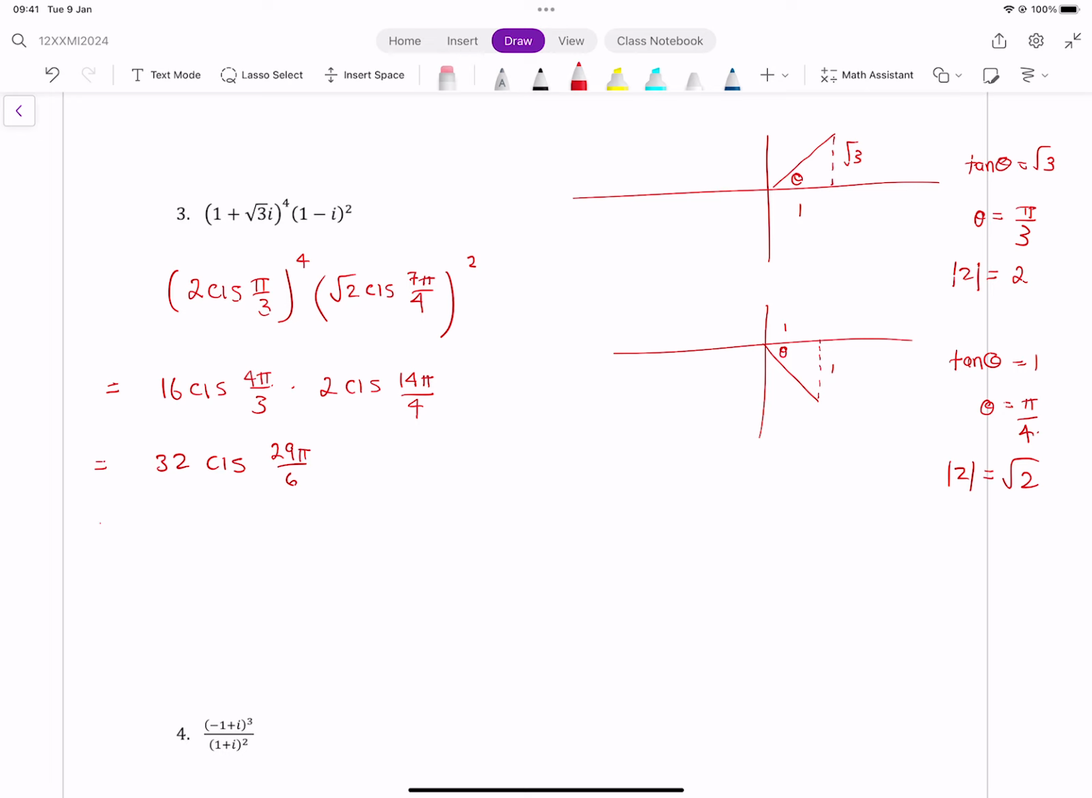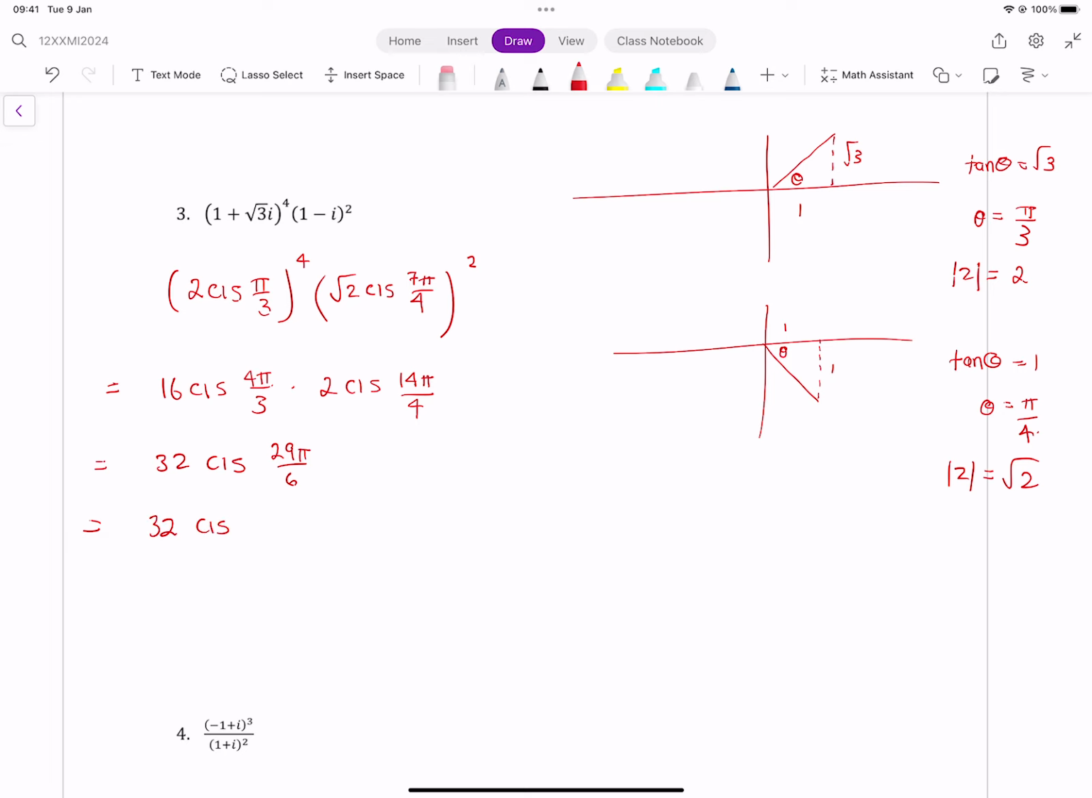Then I might think about, okay, 29 on 6 as a decimal is 4.8333 recurring. Now we know that the maximum range in radians for one revolution is 2 pi, and 2 as a decimal is 2.0, we know that. But 29 on 6 is 4.83. So this argument is greater than 2 pi. So we know, hopefully, that we can keep subtracting 2 pi until we get a number that is within our range. Now, if you subtract 2 pi twice, you get 5 pi on 6.